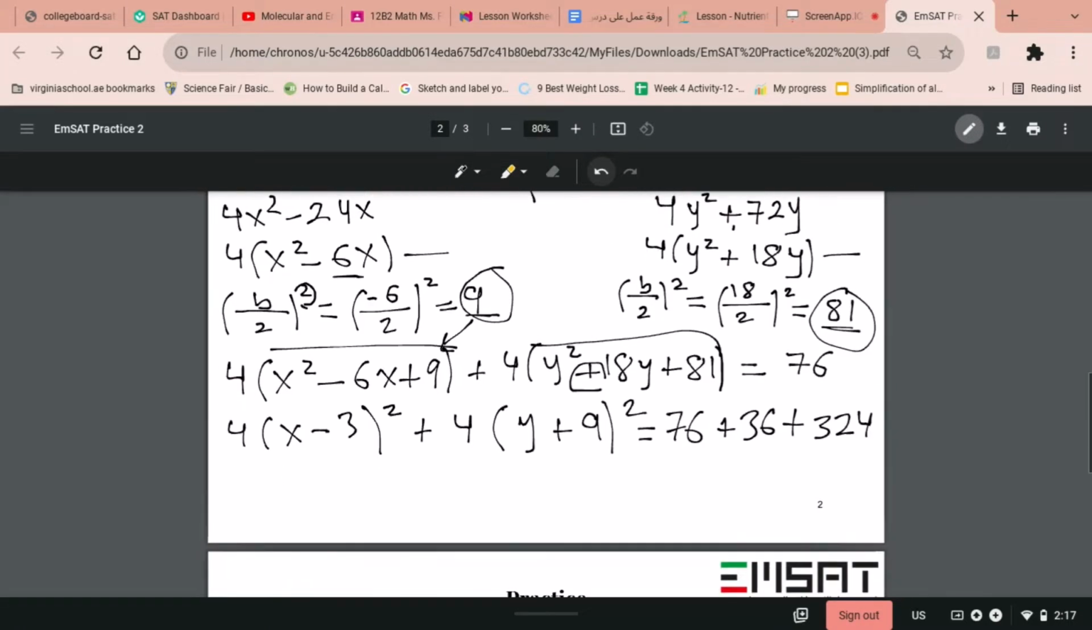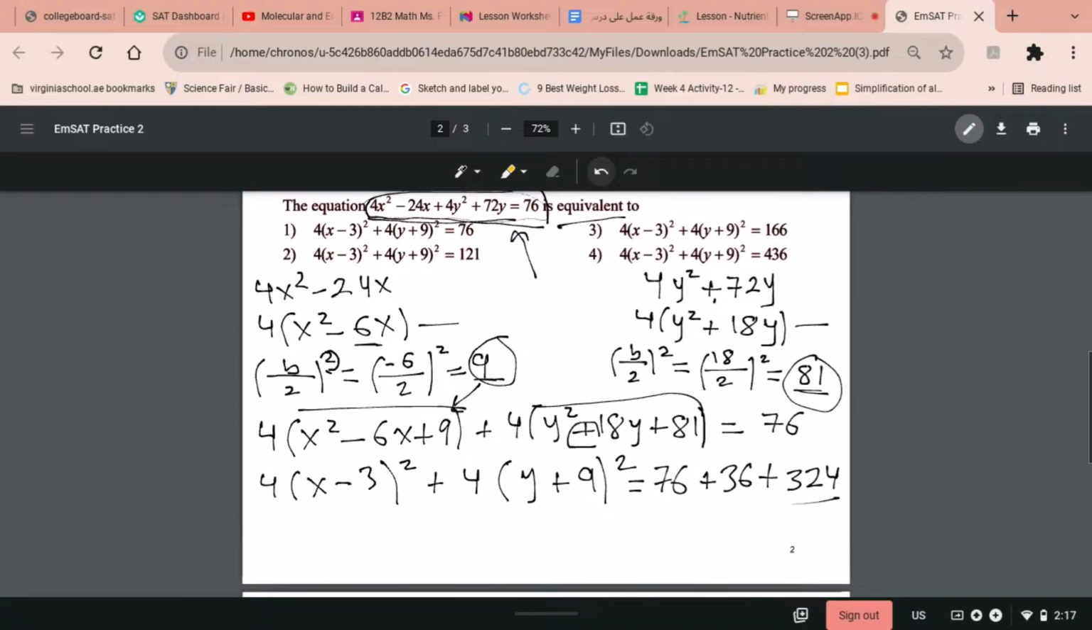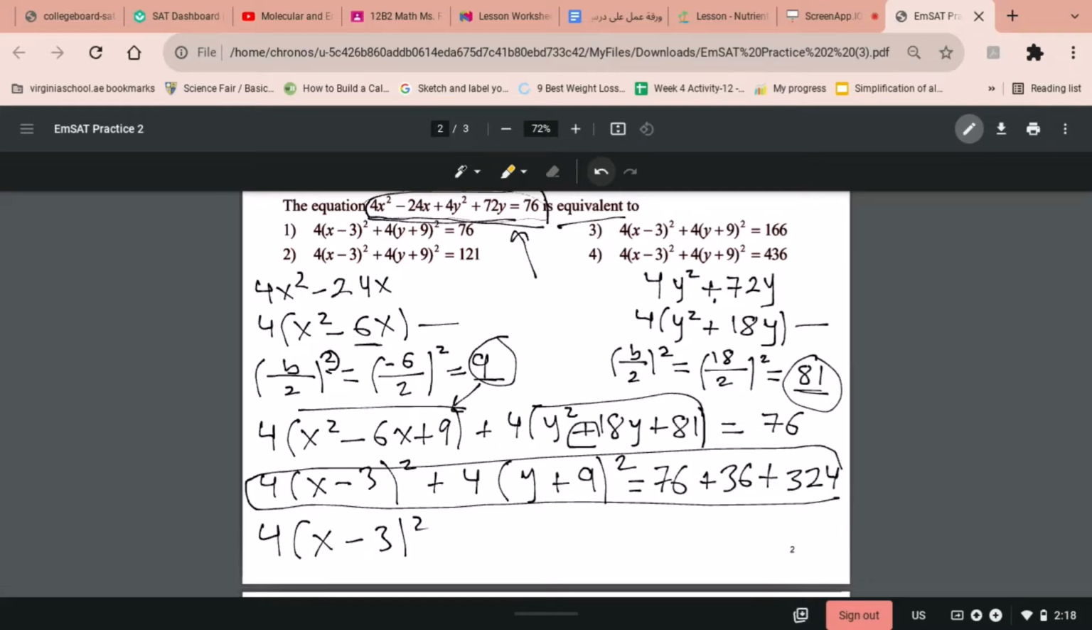So we finally reached the final step, but we still have to add those three products. So we write again 4(x minus 3) squared plus 4(y plus 9) squared equal to 76 plus 36 plus 324. Let me add it in the calculator, just a minute. We got 436. This should be the final answer.